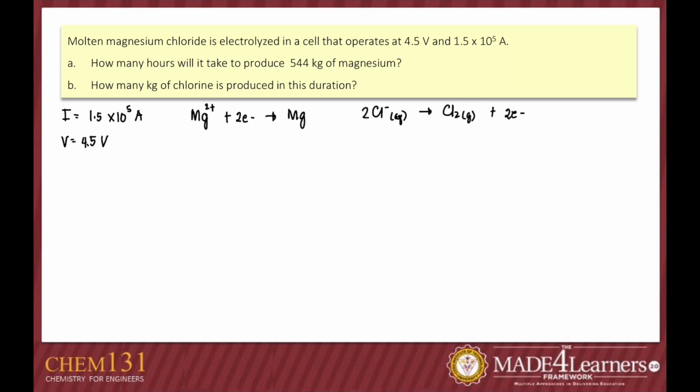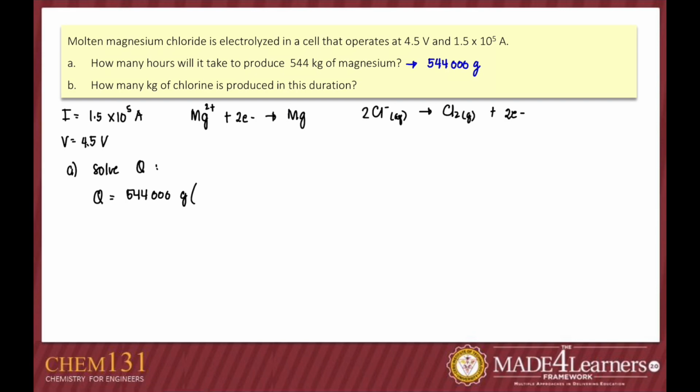So in letter A, we are looking for the time. So for time, we need to find Q. So solve for Q first before we can find T. So A, solve Q. For Q, we start from the mass, 544 kilograms of magnesium. We convert that into grams. So that's 544,000 grams, right?